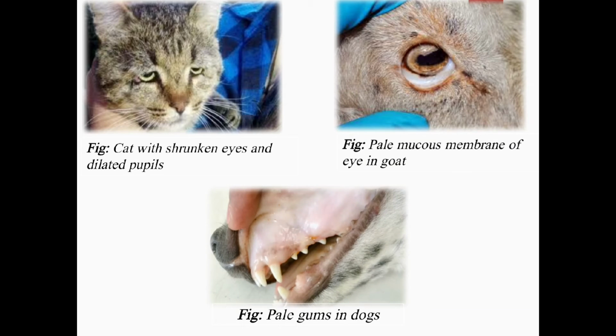Here are some pictures to show the clinical signs of the progressive stage of shock. A cat with shrunken eyes and dilated pupils, the pale mucous membrane in the eye in a goat, and pale gums in dogs.